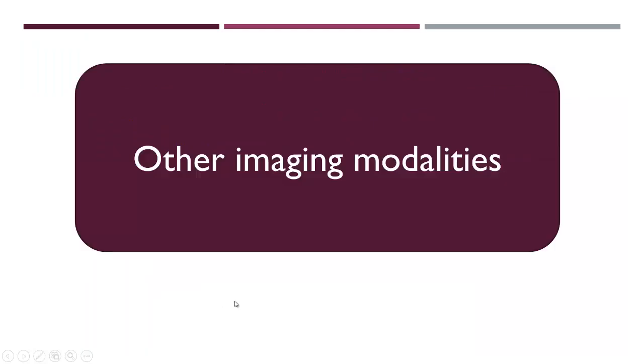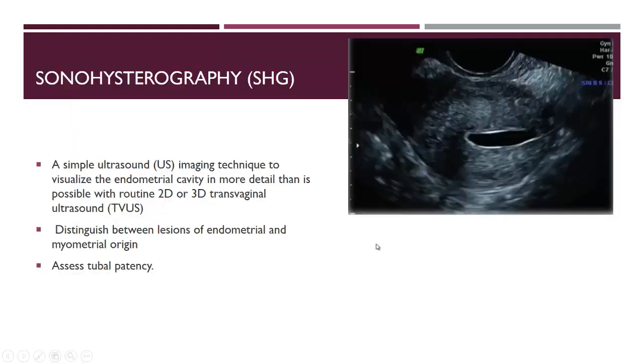What are the imaging modalities for assessment of the fallopian tubes? All of them are of lower importance compared to hysterosalpingography. Sonohysterography is a simple ultrasound imaging technique to visualize the endometrial cavity in more detail than is possible with routine 2D and 3D ultrasound. It can distinguish between endometrial and myometrial origin and assess tubal patency, but here we can only see the tubal patency; we could not assess if the tube is healthy or not. In many of the cases that I showed you, the diseased tube is patent, but it is unhealthy.